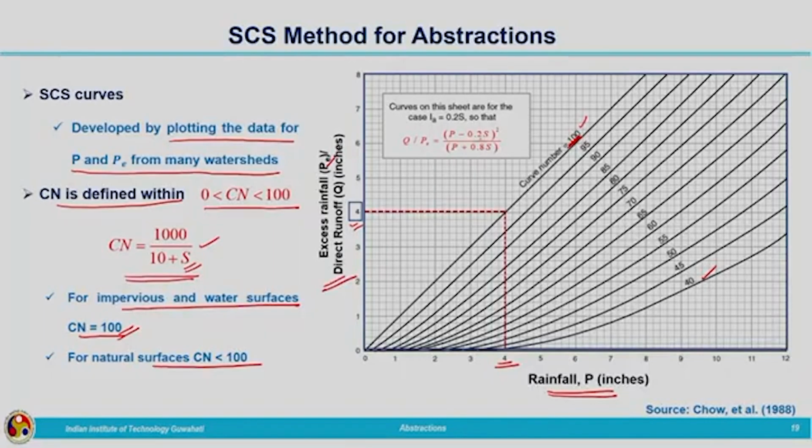And if S value is determined, you can make use of this formula based on SCS for PE, that is P minus 0.2 S whole square divided by P plus 0.8 S, for calculating the excess precipitation. Either you can make use of this formula, or by making use of the SCS curves, you can determine the excess precipitation. Details related to different tables corresponding to soil group and also land use is given in the textbooks.